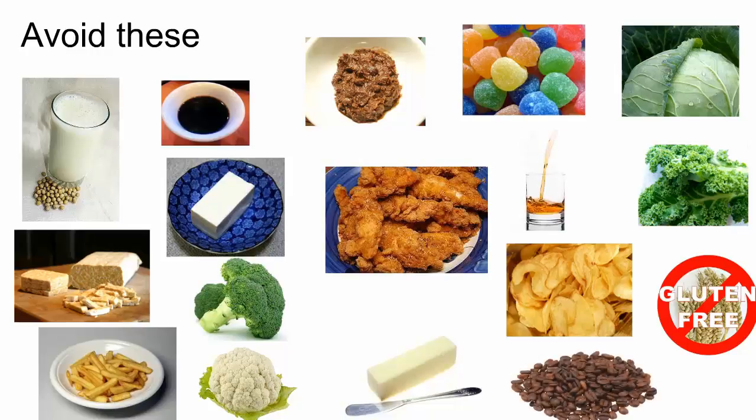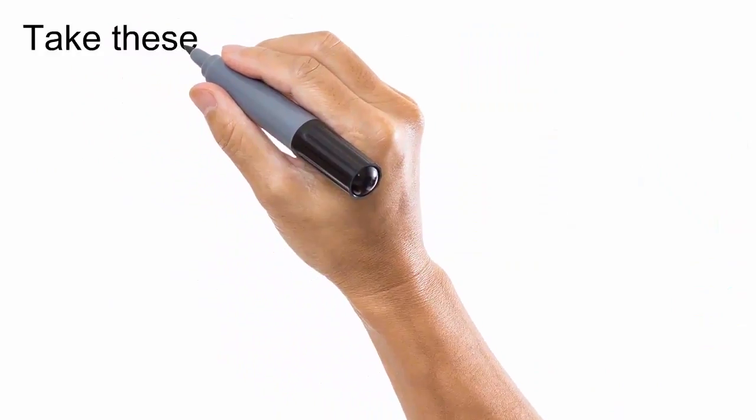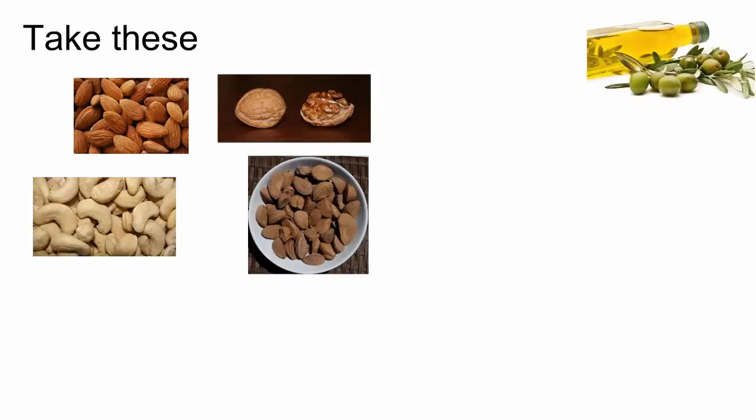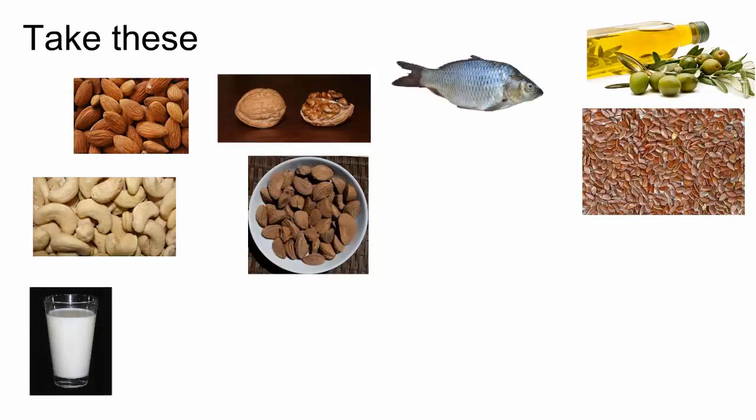Now we will talk about diet for hyperthyroidism. What you should eat in hyperthyroidism: omega-3 fatty acids such as nuts, almonds, cashew, walnut, Brazil nuts. As I told, if you get Brazil nuts, that is much better. You can take olive oil and flaxseed oil. Flaxseed oil is very important, and you should take fish also. You should take dairy products like milk, cheese, and yogurt.